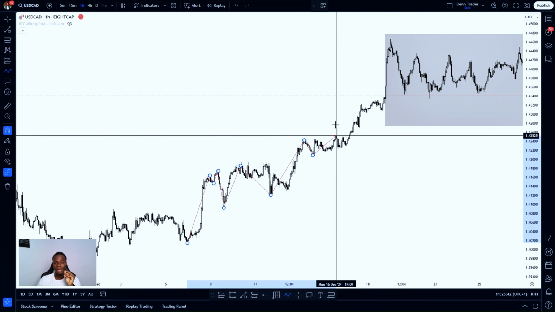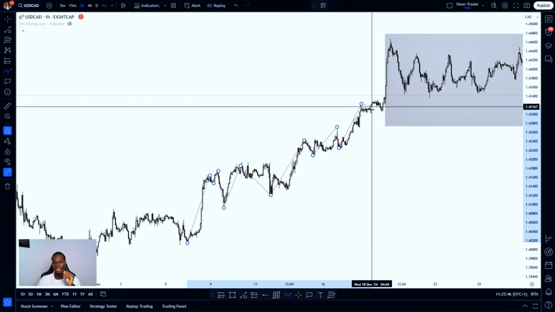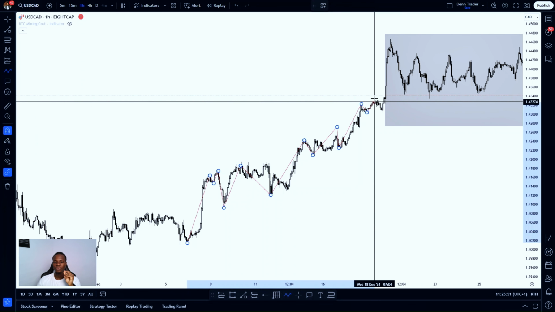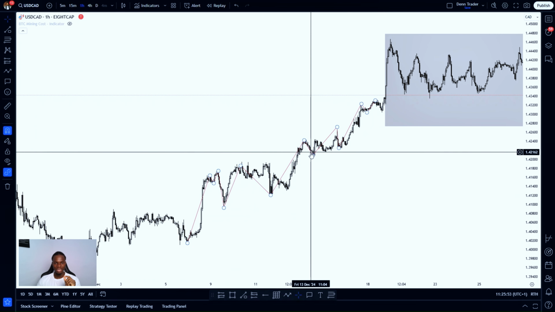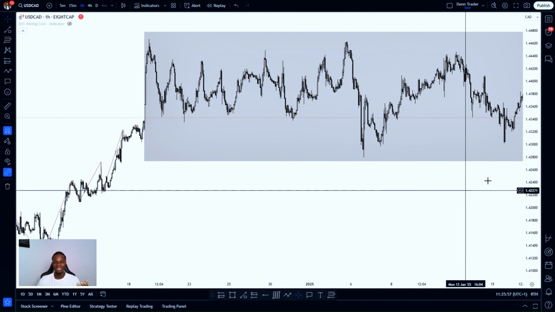So this is going to be my high, and this is going to be my low, and this is going to be my high, and this is going to be my low. And I think price broke somewhere here, and this is going to be my high. So this is a perfect example of an uptrend. And following, we have a really clear example of consolidation right here.